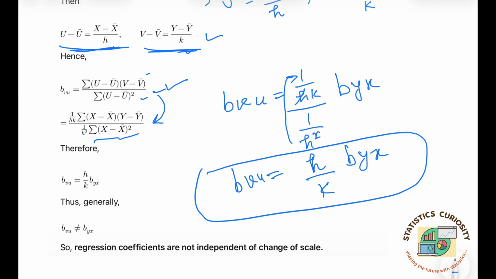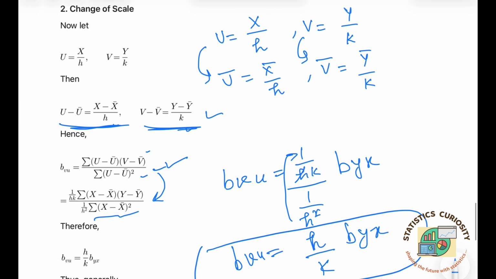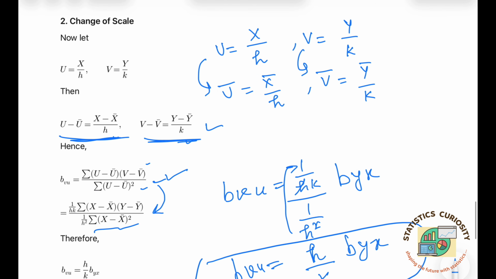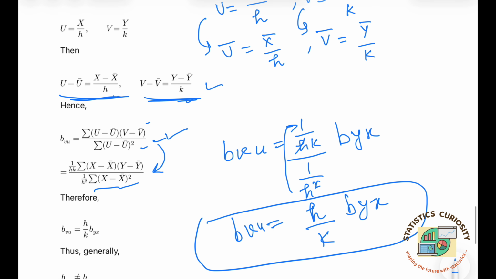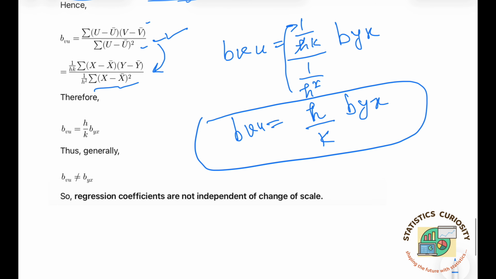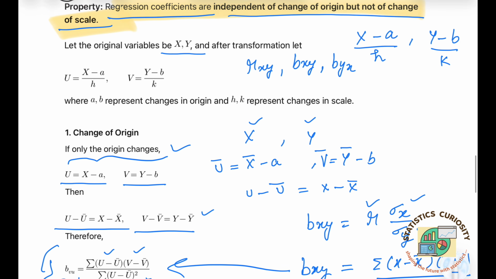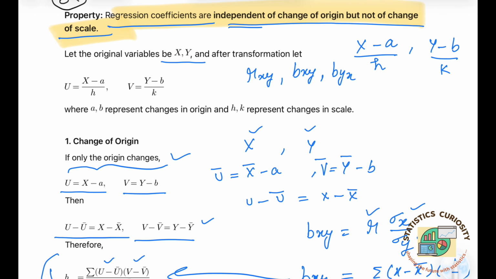So you can clearly see that if you shift the scale, the regression coefficient will not be the same. So in this way, you can say that the regression coefficients are not independent of change of scale. So the property is: regression coefficients are independent of change of origin but not of change of scale.